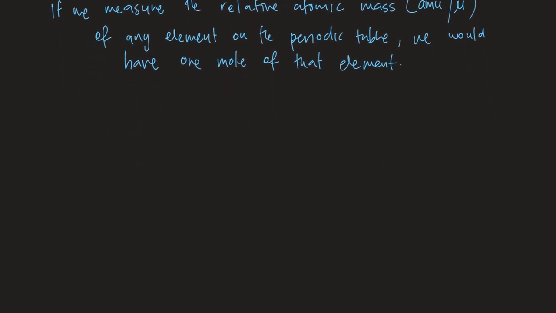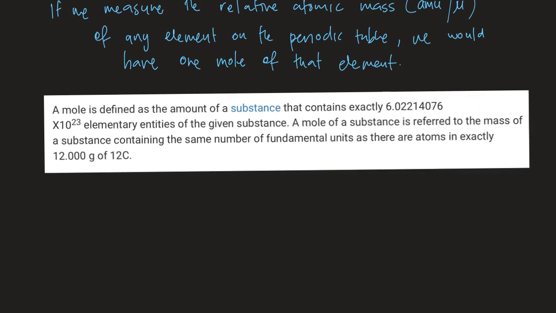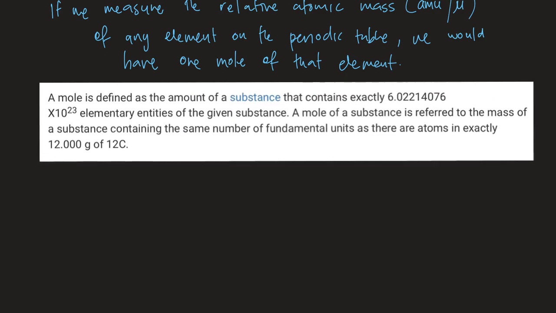So when we write down our official definition of what a mole is, you would write something like this. I'll explain further. Please make sure this is in your books. Make sure all of this stuff is in your books. It's important. A mole is defined as the amount of substance that contains exactly 6.022 times 10 to the power of 23 elementary entities of the given substance. Elementary entities means particles. A mole of a substance is referred to as the mass of a substance containing the same number of fundamental units as there are atoms in exactly 12 grams of carbon-12.